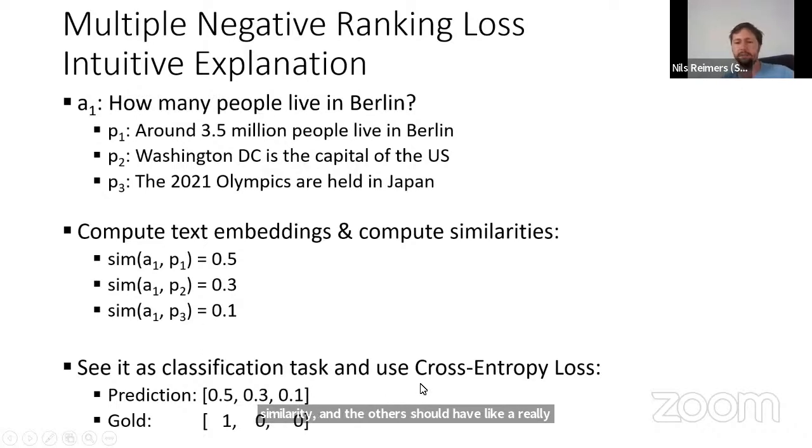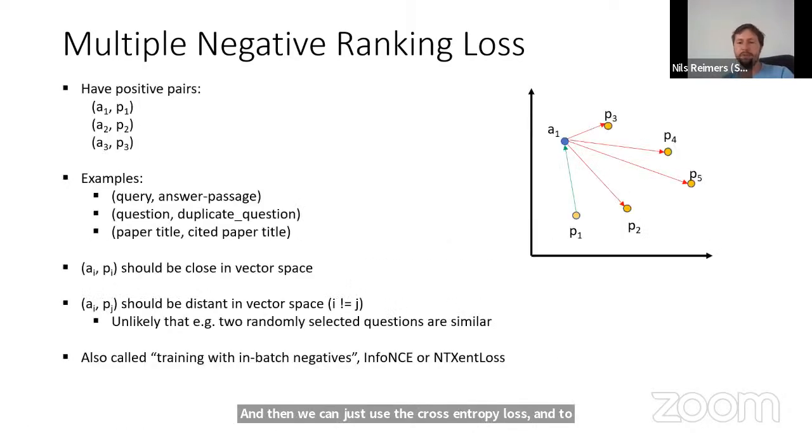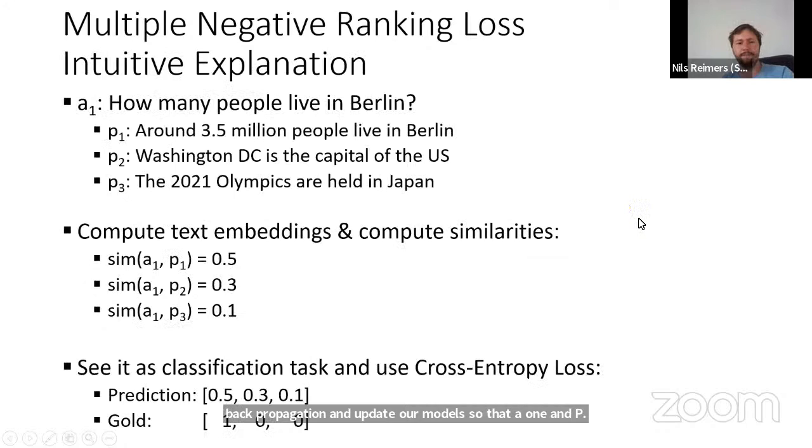And then we can just use the cross-entropy loss and do backpropagation and update our models so that A1 and P1 are close in the vector space, and all the other P's are distant in the vector space.